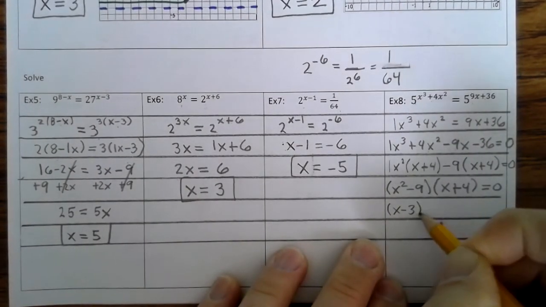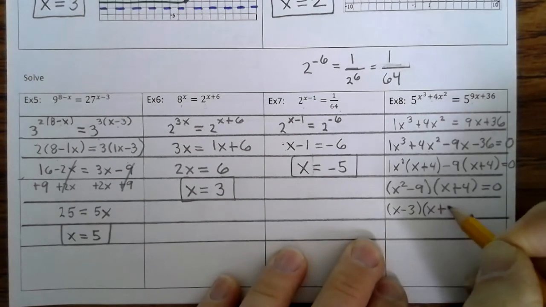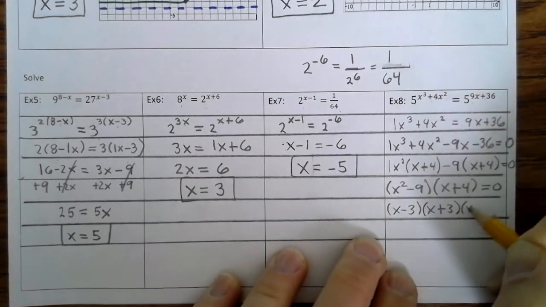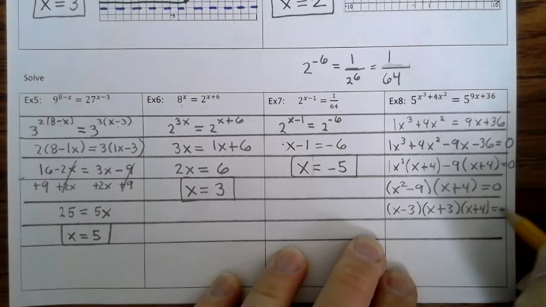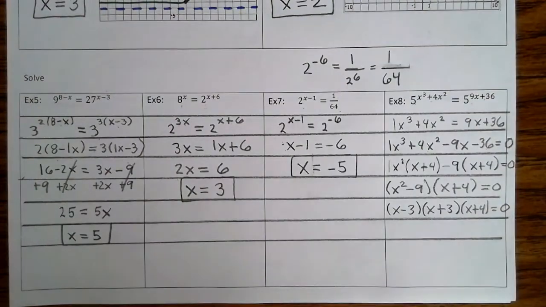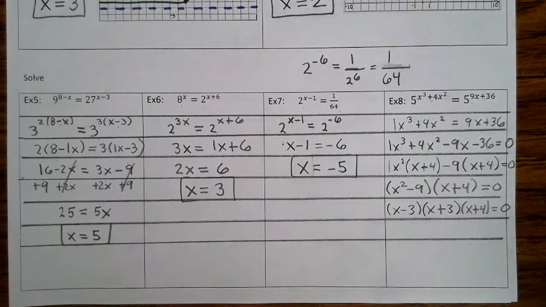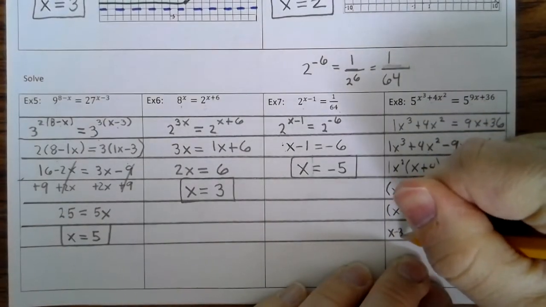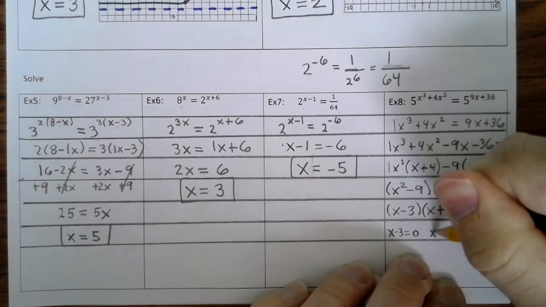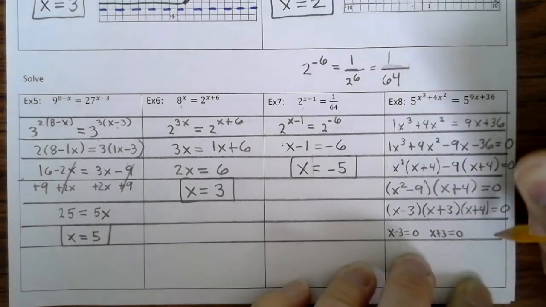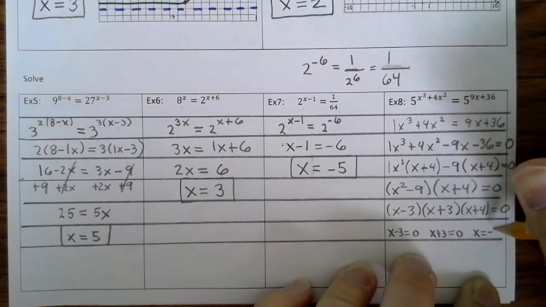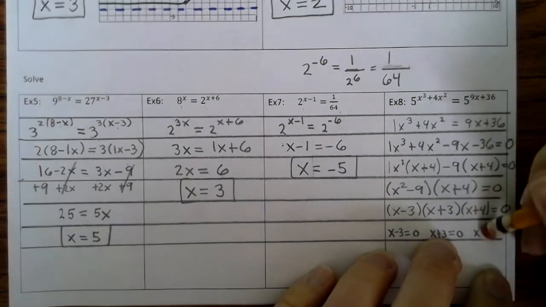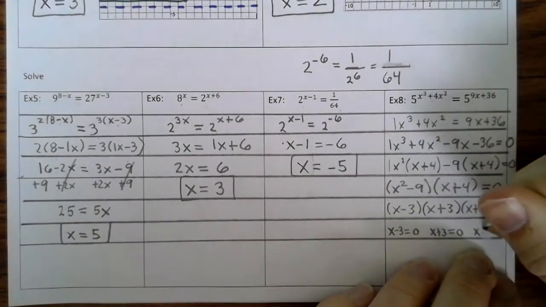All right, now we set each term equal to 0, so x minus 3 equal to 0, x plus 3 equal to 0, and x plus 4 equal to 0. So x equals 3, x equals negative 3, and x equals negative 4.